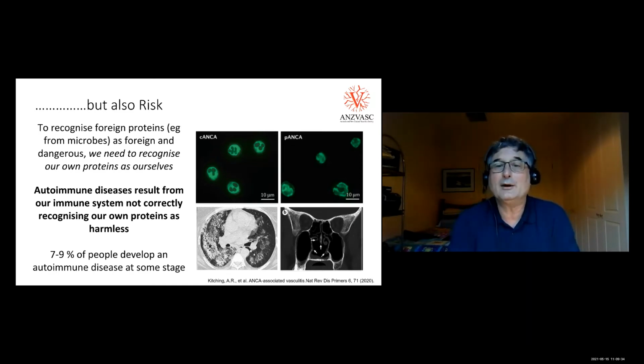The top two panels show these things called ANCAs, which are just antibodies that target neutrophil fighters and make them active and cause havoc. The bottom two panels, one is CT scans, one is a cross-section of some quite badly diseased lungs, but I'm pleased to say this person made a full recovery.